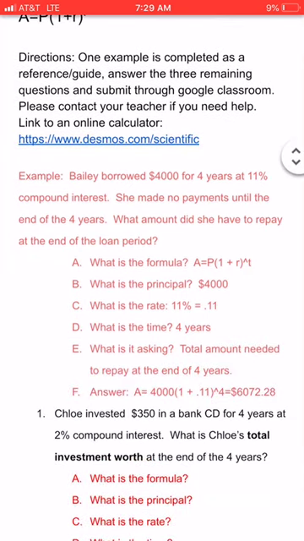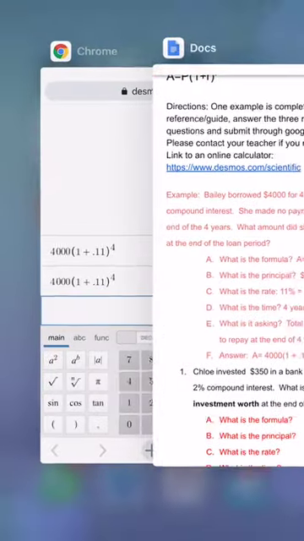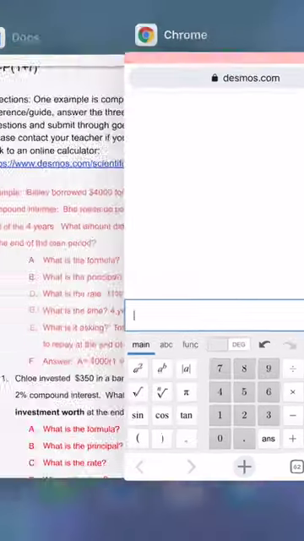Here's your calculator that we used last week. You click on that, and it'll send you to the calculator that we'll be using this week.